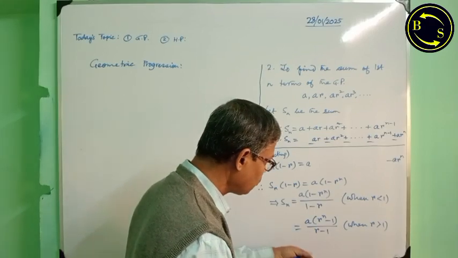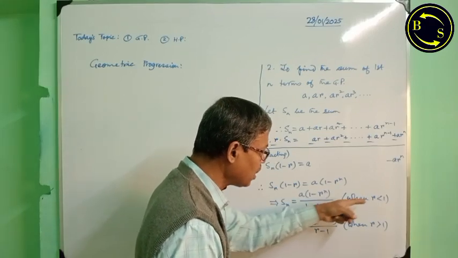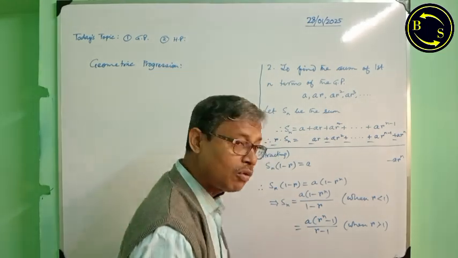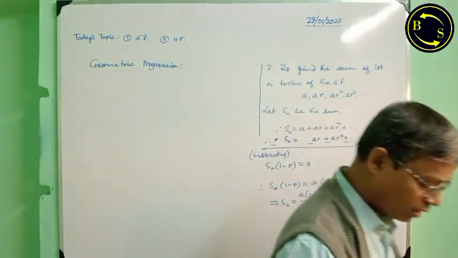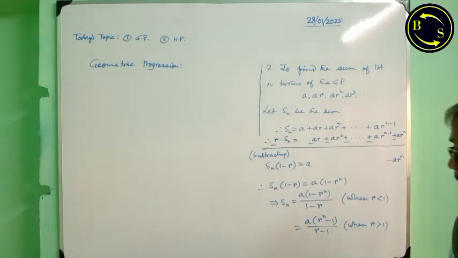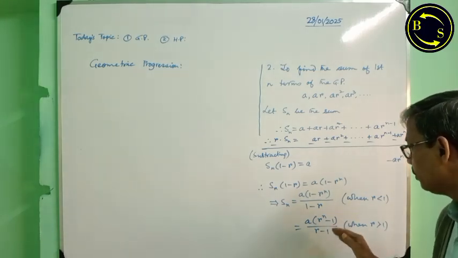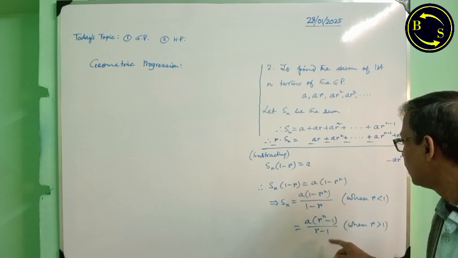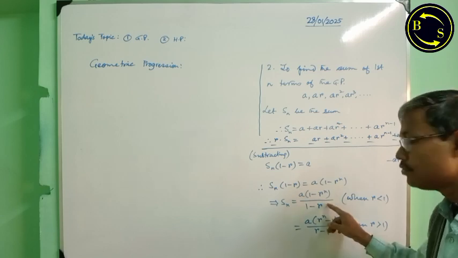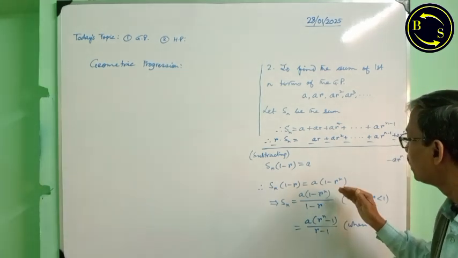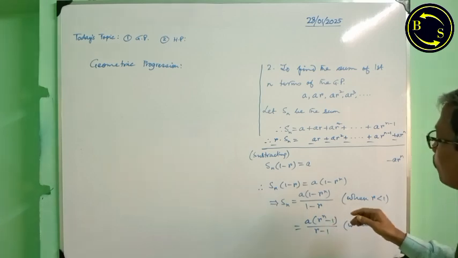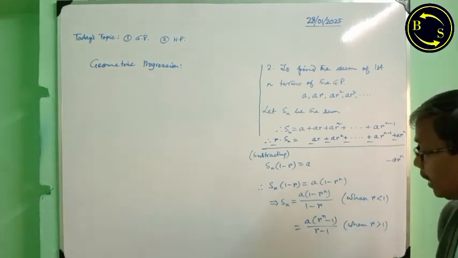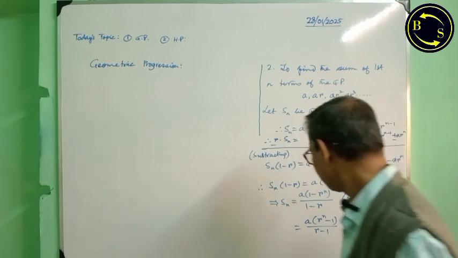When r is greater than 1, we take this one. When r is less than 1, we take this form. Both are equal. If we consider particular cases, we will see the result will be the same. In case of r less than 1, actually we are multiplying both numerator and denominator by minus 1. Therefore, the value will be the same.